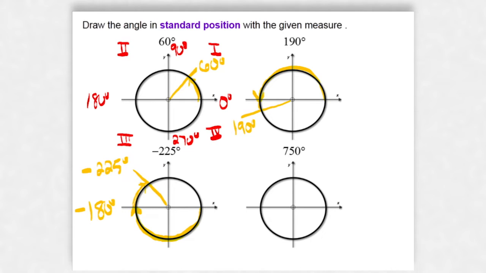For 750 degrees, this is a bit of a drag because I have to rotate in a positive direction once around, twice around. If once around is 360 degrees, twice around would be 720. How much further do I have to rotate? Another 30 degrees. It's about 1/3 of the way. So there's my rotation of 750 degrees.